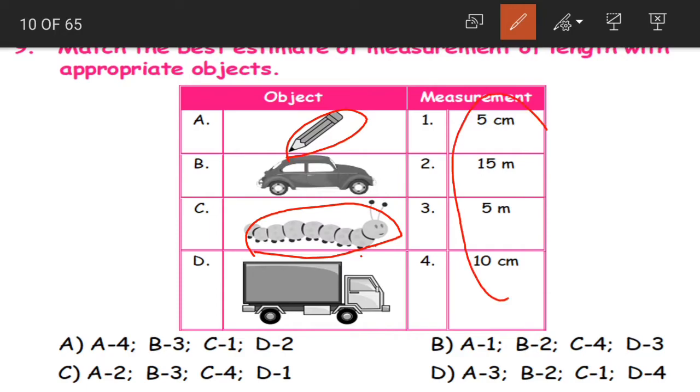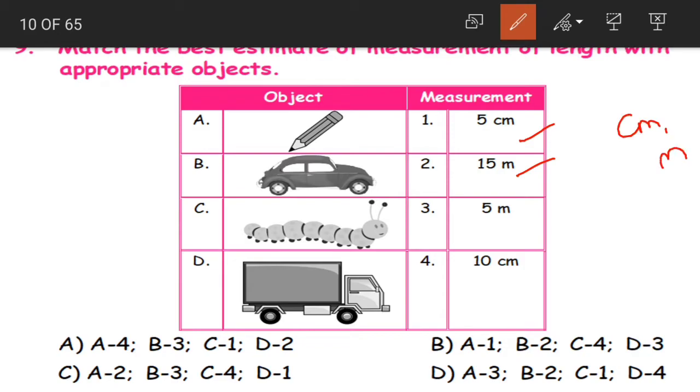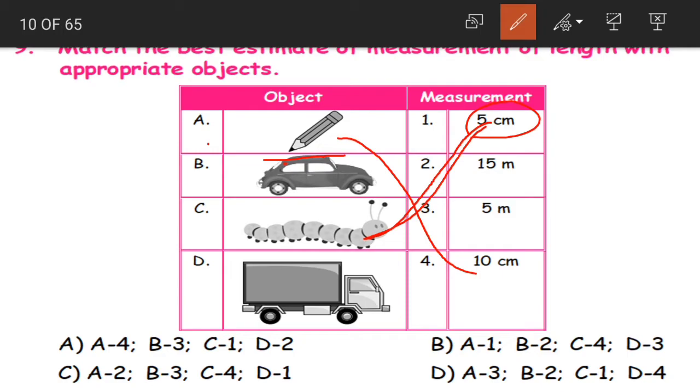Now from the given measurements, which is the smallest one? We have centimeters and meters. Now from centimeters and meters, which is the smaller one? Centimeters is the smallest. Yes. So from centimeters, we have 5 centimeters. So 5 centimeters is the smallest measurement here. We'll match that to the smallest object, that is our caterpillar. And the next smaller object is the pencil. Now the length of the pencil would be approximately 10 centimeters. Yes, you can take a scale and measure and see. It would be approximately 10 centimeters.